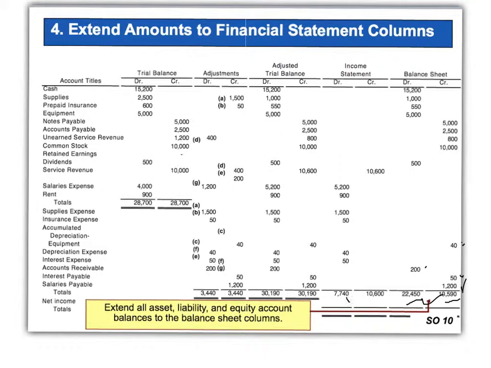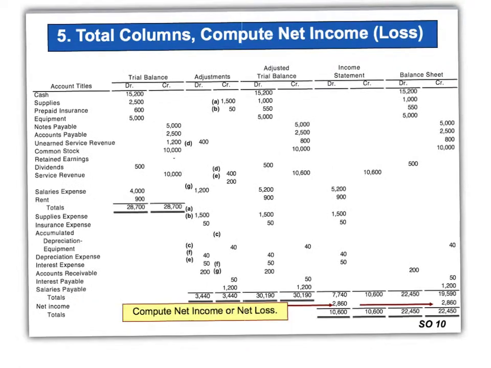If it's exactly equal to this and this, we know that once we determine our income, our profit, and add it to the retained earnings, then the balance sheet would balance. And that's what the next slide will show. And here we have it.